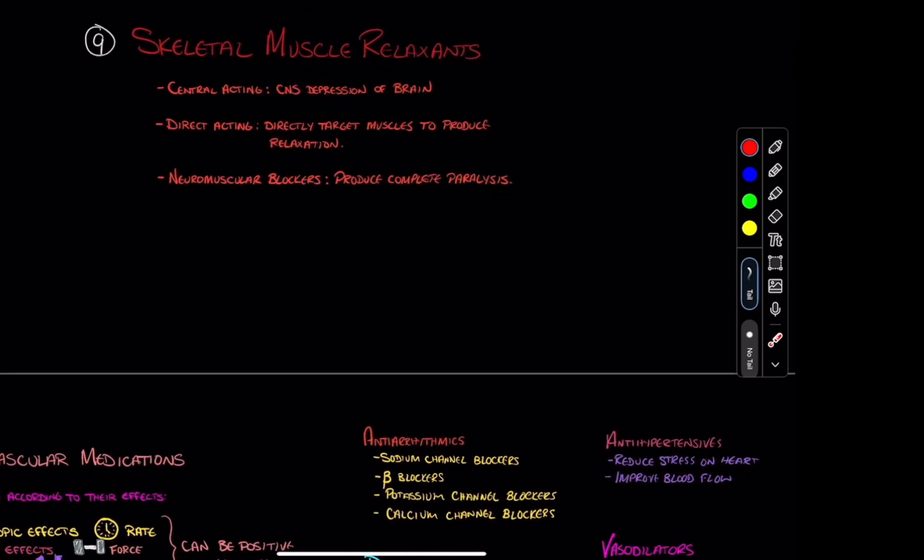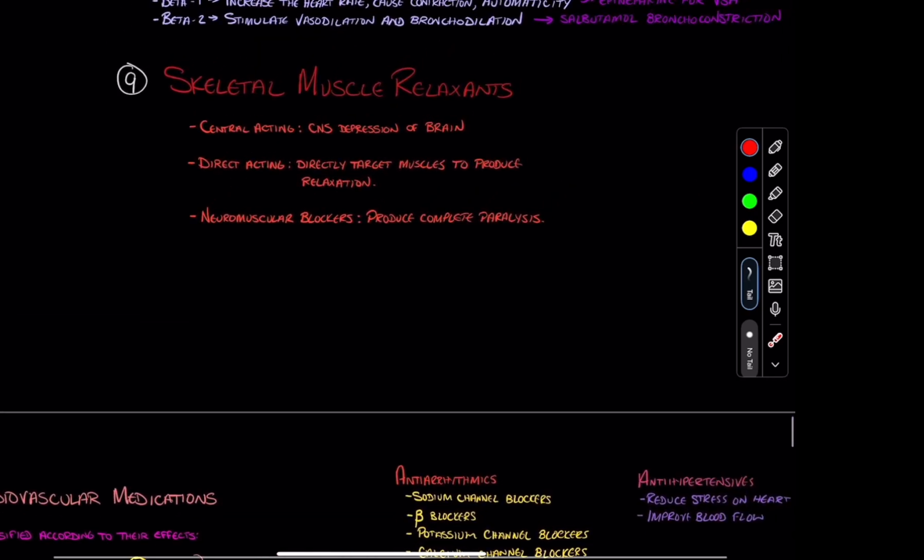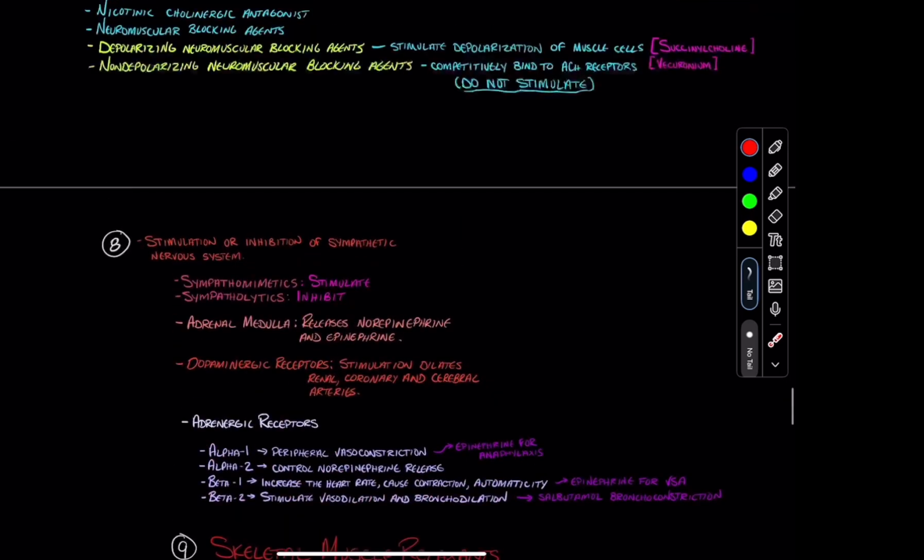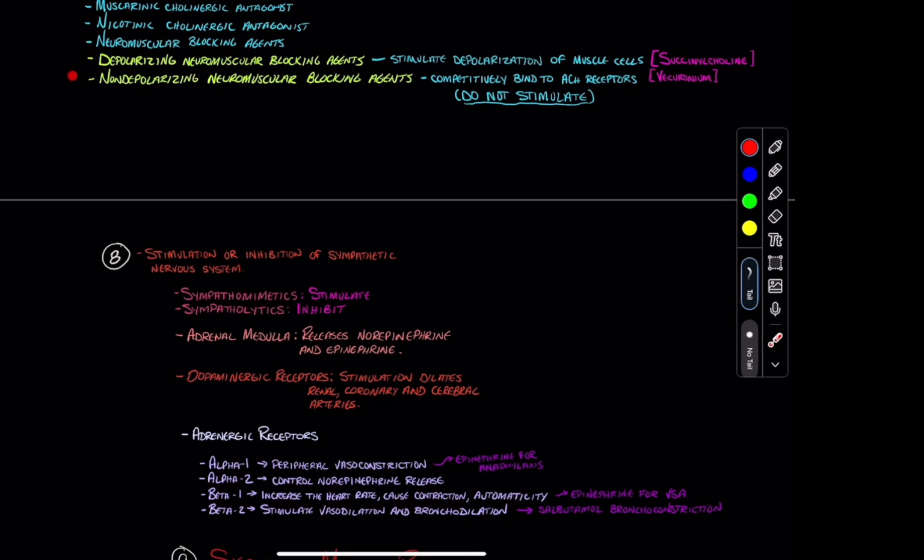Muscle relaxants is the next category they mentioned in the slideshow. They have a few different mechanisms of action. They can have central action, which would be depression of the central nervous system. Direct acting, which would be directly acting or targeting a muscle to produce relaxation. And then they also can use neuromuscular blockers, which is mentioned up here under the anticholinergic kind of medications.